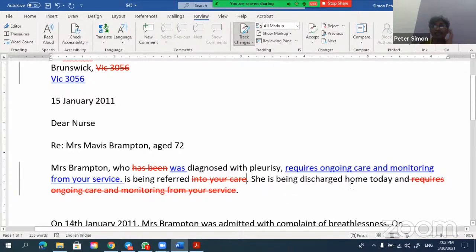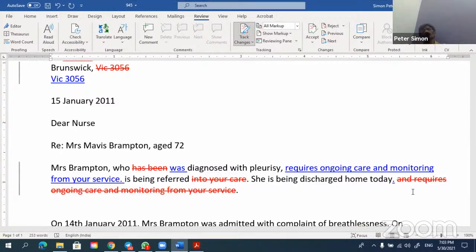So she is being discharged. Requires ongoing care and monitoring from your service. So she is being discharged home today. So now, she is being discharged. So being referred, remove from here. You remove is being referred from here. No need for that one. So she is being discharged home today. Full stop. So end is not required. Finished. Now is being referred, remove from here and put it in the conclusion.